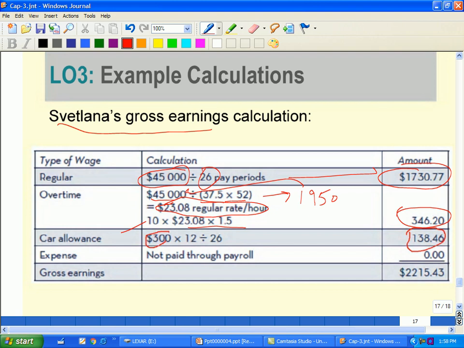Then car allowance is $300 per month, so $300 multiplied by 12 divided by 26, because it is bi-weekly, and this is the amount for that pay period. Now, there was an expense paid, but that expense was not taxable, because it was a reimbursement. So, that is why it is 0 over here. If we add all these things, it comes to $2,215.43, and this will be the gross earning which we will apply for the deductions to get the net pay.